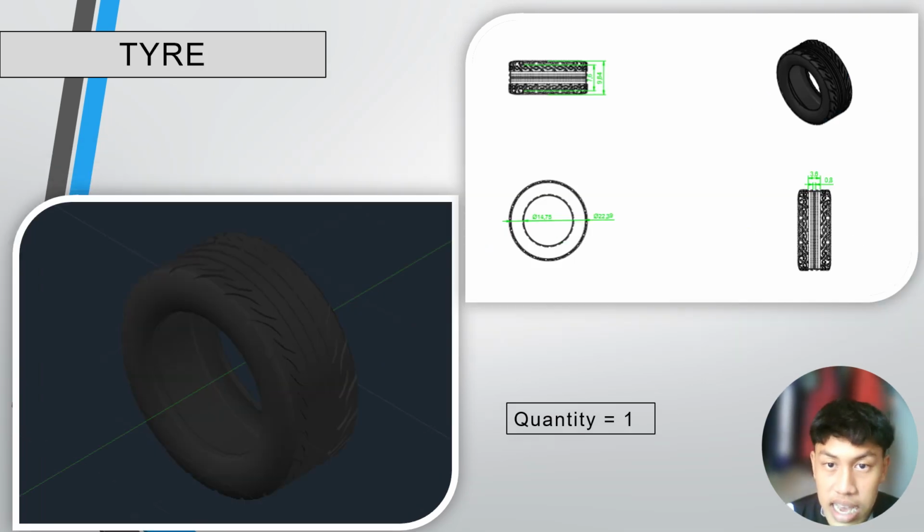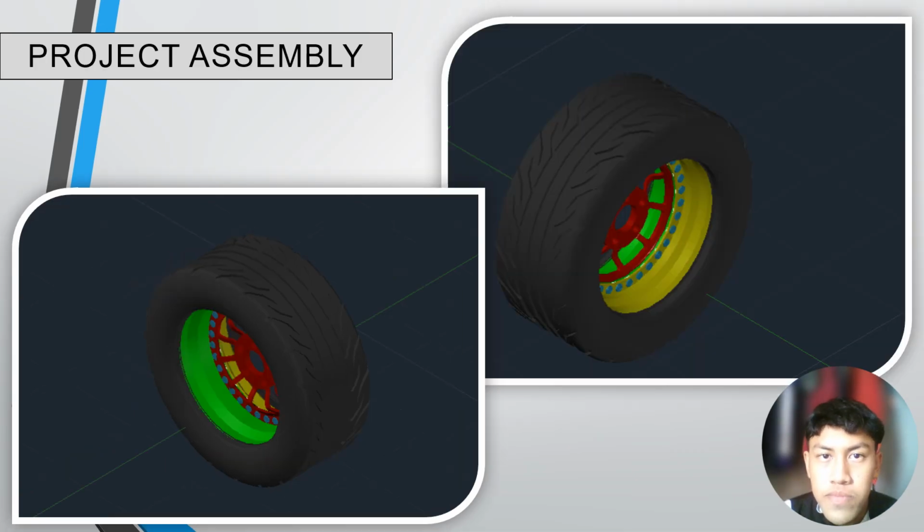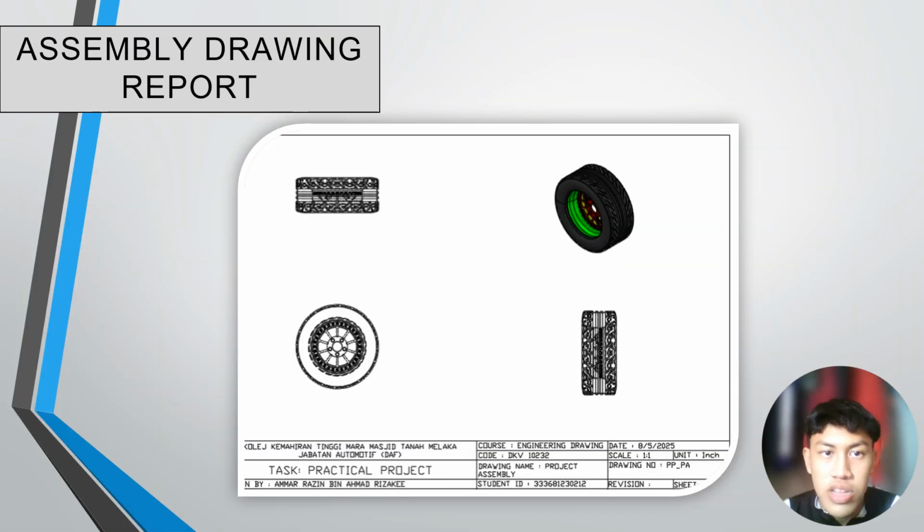And this is the tire. My measurement of the tire, if I'm not mistaken, is 205/45/15. So this is my project assembly. The assembled project, and this is my assembly drawing report.